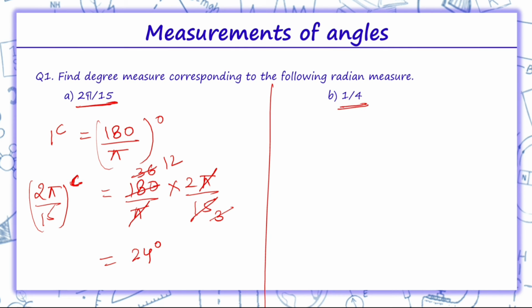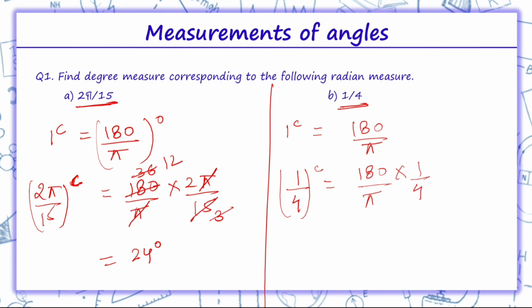Coming on to next, 1 by 4 radian. We again know 1 radian is 180 by pi. So 1 by 4 radian will be 180 by pi into 1 by 4. This pi will be written as 22 by 7 into 1 by 4. Thus when we multiply here, 4 into 1 is 4, 4 into 4 is 16, 4 into 5 is 20, 45 into 7 we will get 315 by 22 degree.